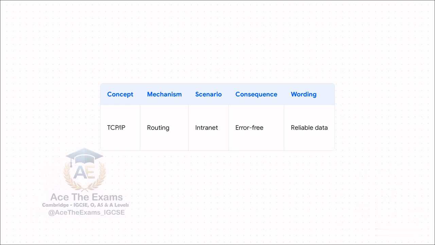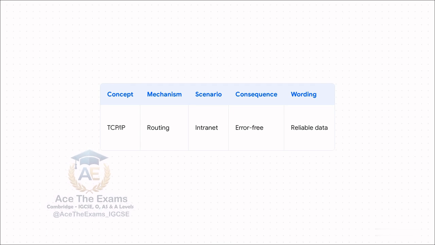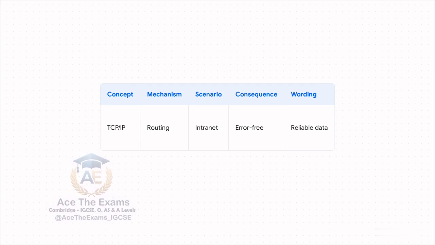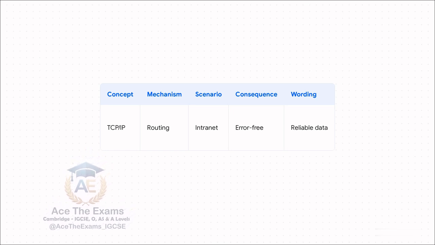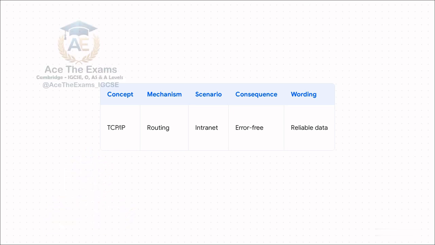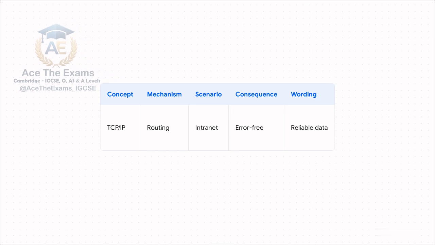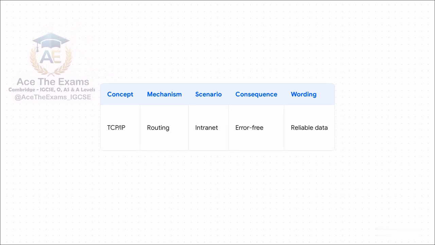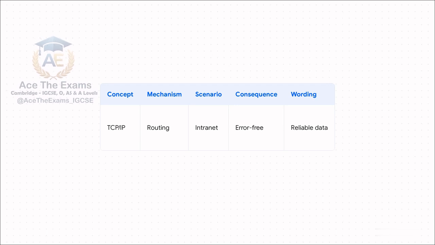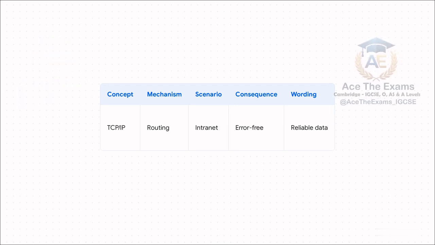You don't just state the core concept, which is TCP/IP. No, you have to actually describe the technical mechanism that it governs packet routing. Then you apply that directly to the scenario example they give you, like an intranet portal. After that, you clearly state the consequence or advantage, which is error-free exchange. And finally, and this is crucial, you lock it all in with the exact examiner wording: ensures reliable data transmission. If you can mentally hit those 5 steps, your answer is going to be absolutely bulletproof.